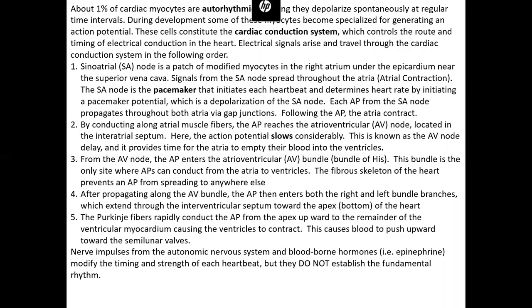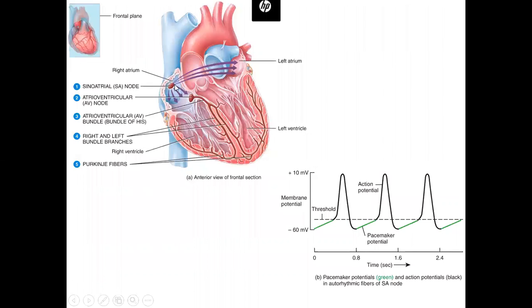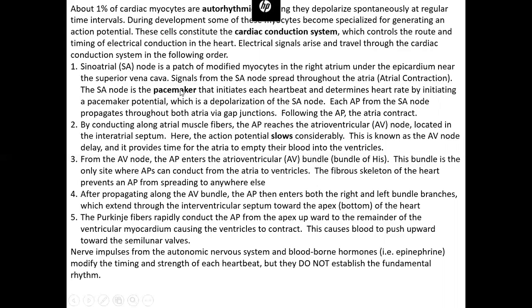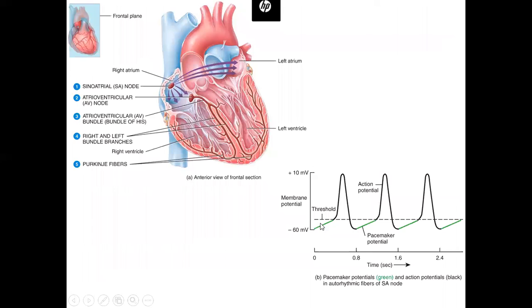It all begins with a structure called the SA node, short for sinoatrial node, which is found up here in the right atrium. And your SA node is commonly called your pacemaker. And it creates the original signal that causes each heartbeat and therefore determines heart rate by creating what's called a pacemaker potential, which is just simply where it depolarizes to threshold and then fires an action potential, shown here on the bottom right of the page.